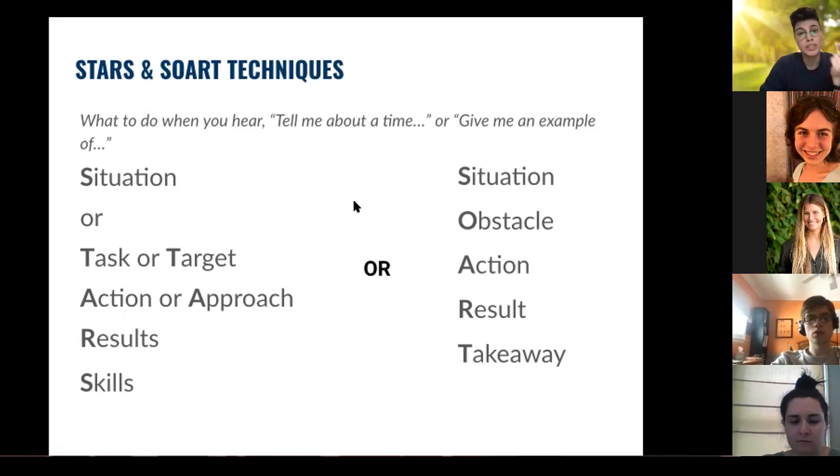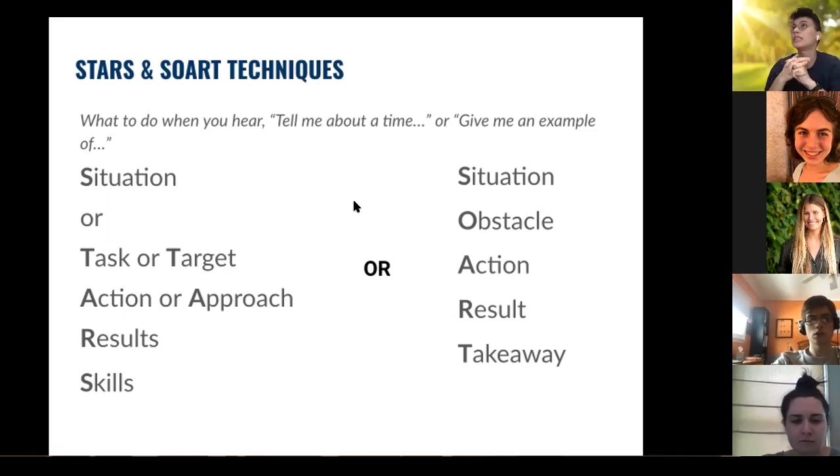STARS is another way. What's the situation or the task that you had to accomplish? How did you accomplish that task? What was the result of your work? And what are the skills relevant from that experience to this position?